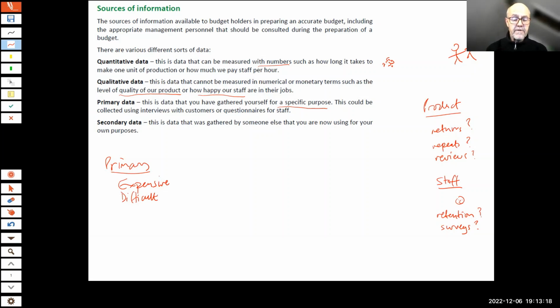So there are a couple of disadvantages. We can probably think of some advantages. It can be tailored to what we need. It can be a very good fit. So that's primary data. Secondary data.